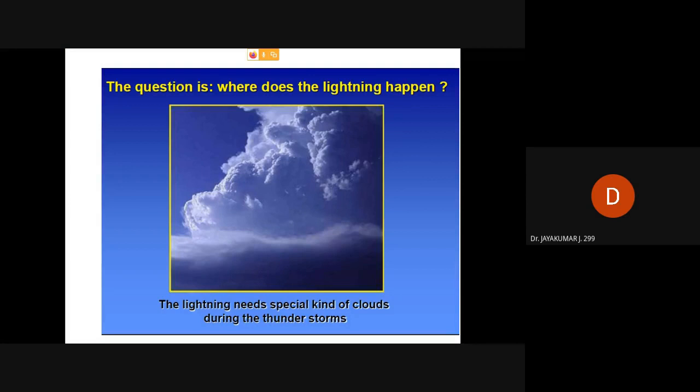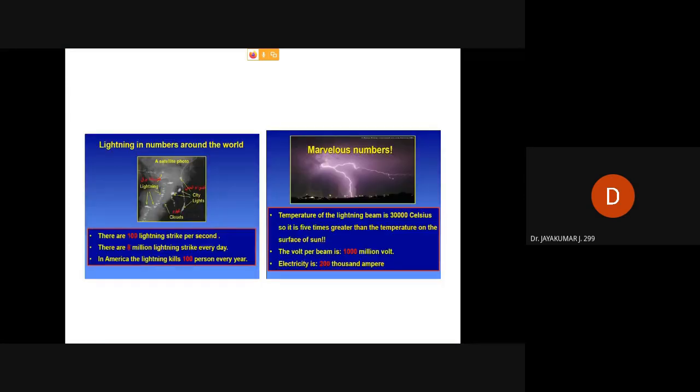Lightning needs a specific kind of clouds during the thunderstorm. See here, 8 billion. The numbers are so huge, right? Right now, so many lightning strikes might have taken place in this sky, right?